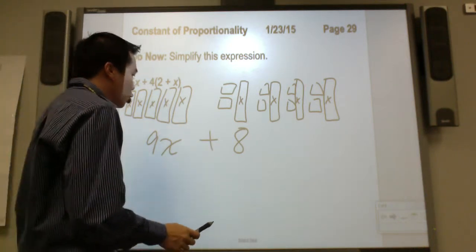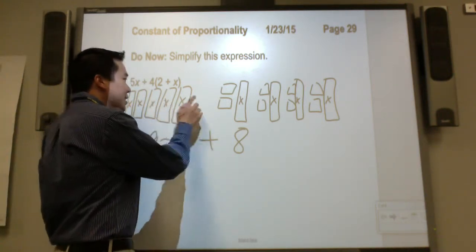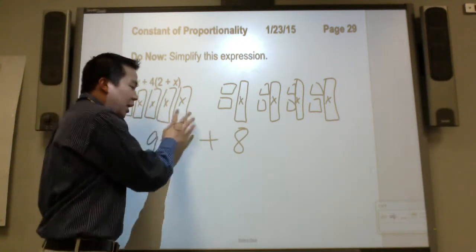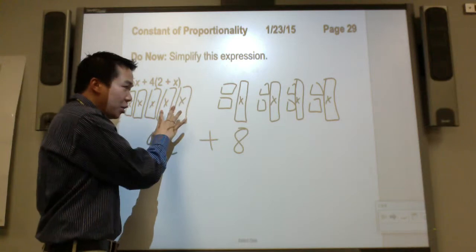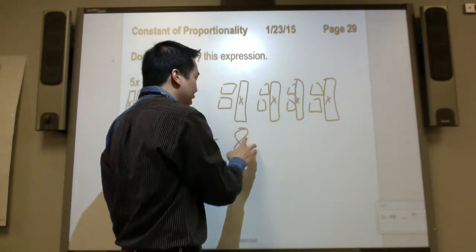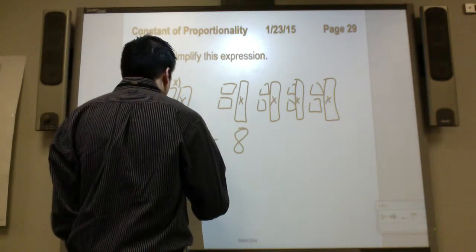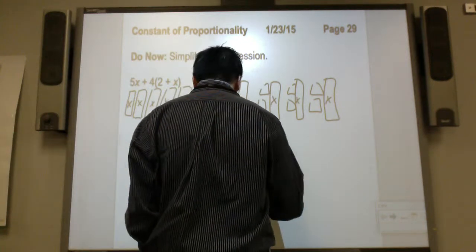Be aware, do not combine the x's with the square units. They're completely different entities. These are the x, the unknown, 9 groups of some unknown, and these are positive 1. And we know what those are. However, what if you do not want to do it this way? What if you wanted to solve it this way?